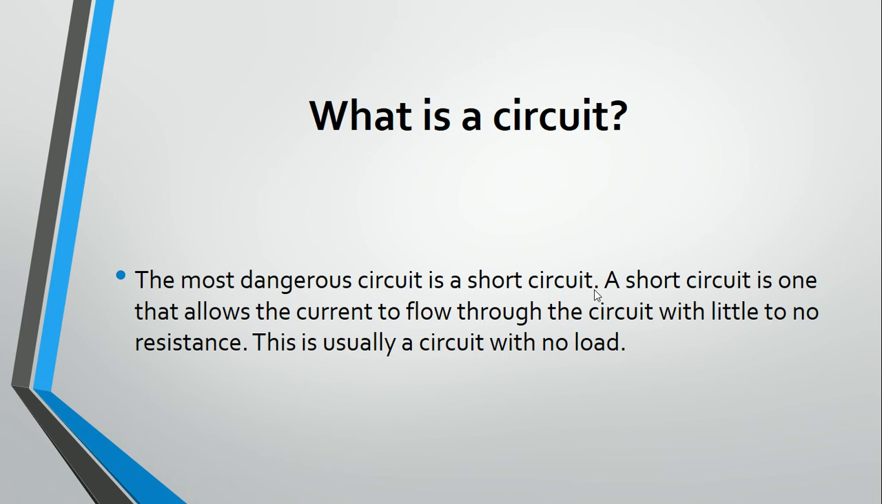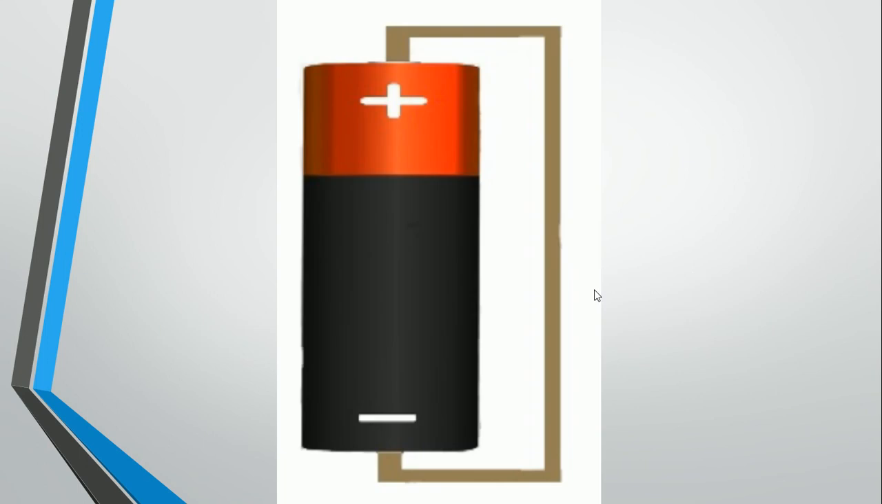The most dangerous circuit is a short circuit. A short circuit is one that allows the current to flow through the circuit with little to no resistance. This is usually a circuit with no load. So, we have an example of a short circuit. This is a short circuit because there is no resistance. That's why it's very dangerous.